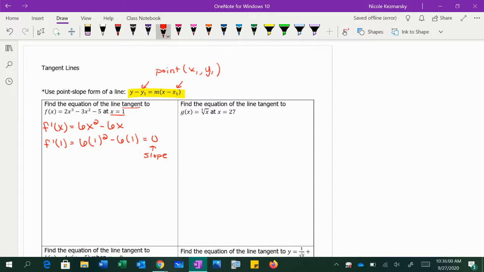I've got an x value. I need 3 things to write an equation of a tangent line using point slope form. I need the x, I need the y, and I need the slope. I have the x. I don't have the y. So to find y, I'm going to go ahead and find f of 1. So I'm going to do 2 times 1 cubed minus 3 times 1 squared minus 5, which is going to get me, let's see, 2 minus 3 is negative 1, minus 5 is negative 6. So this is your y value.